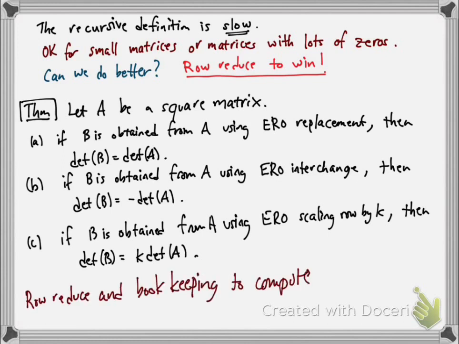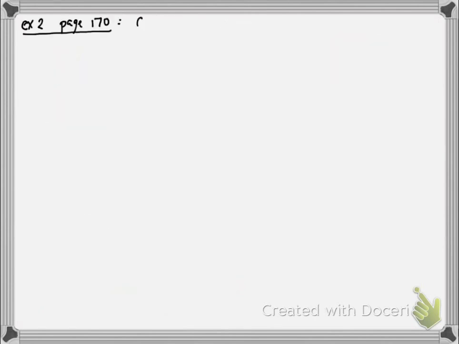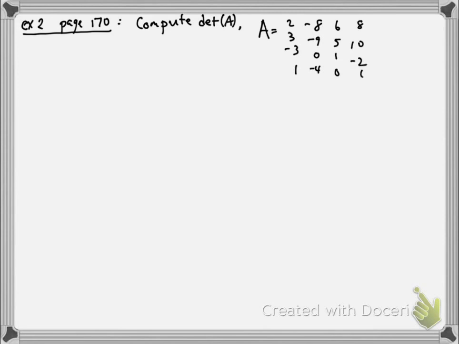So basically what we're saying now is that you can compute determinants efficiently if you're willing to row reduce and do a little bookkeeping. Keep track of which operations you used. So let's take a look at example 2 on page 170 in some more detail. So here we're trying to compute the determinant of this 4x4 matrix A.